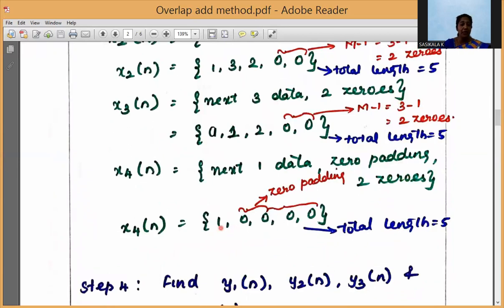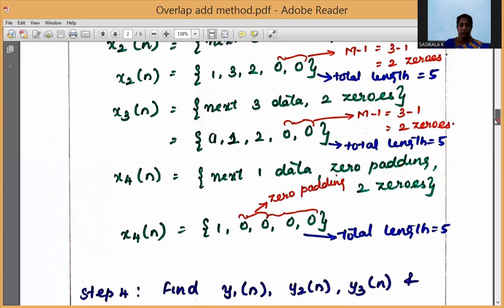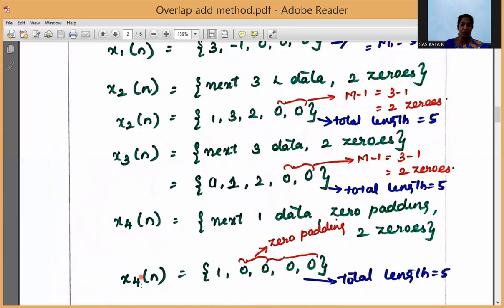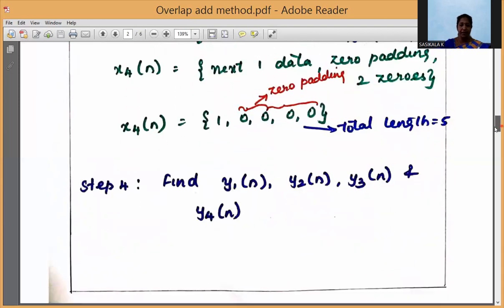But the length of each sequence should be 5. So what I have done is I have added 0 for the remaining 4 data, such that x4 of n is also having the length 5. So here I have done x1 of n, x2 of n, x3 of n, and x4 of n I have made, and each sequence is of length 5.